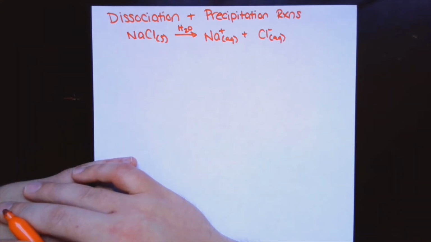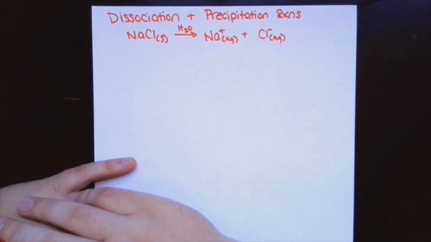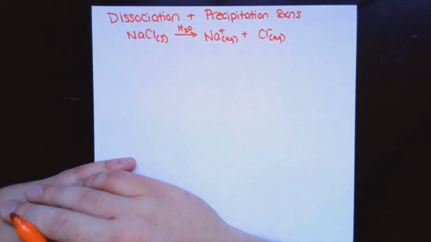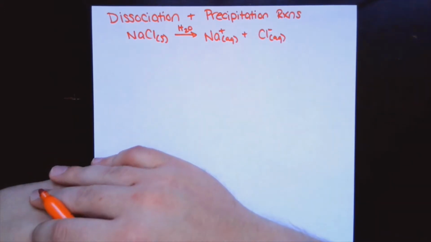Right? And ionic compounds will always break up into their ions if they are able to dissolve in water. But as you'll see throughout this video, not all ionic compounds can dissolve in water.